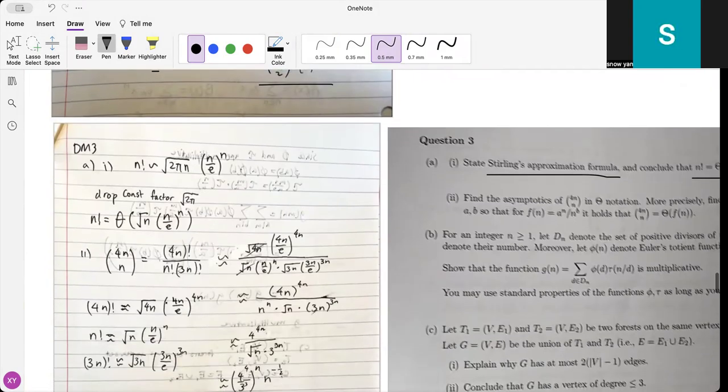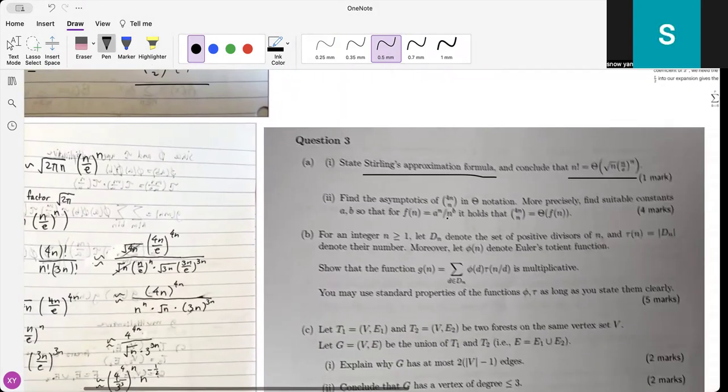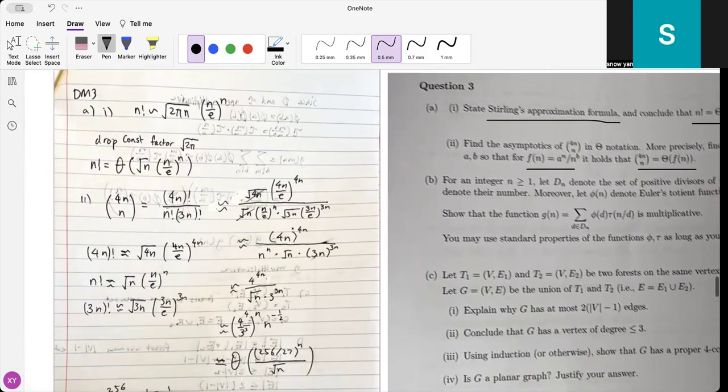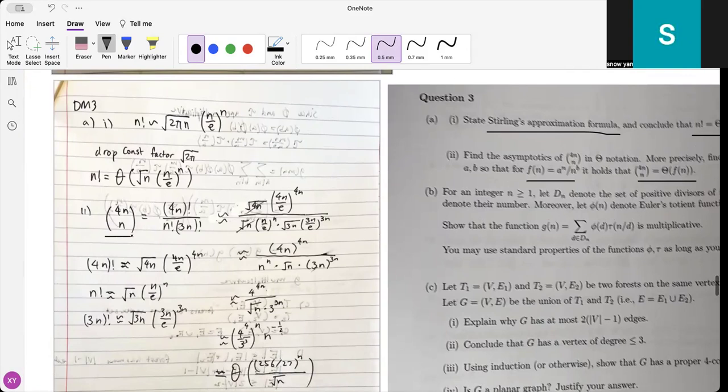That's pretty straightforward. For part two, find the asymptotics of (4n choose n) in theta notation, and more precisely, find suitable constants a, b such that f of n is equal to that, and it holds that this is this. So I just work my way around this. I know that I have to start with this, right? I have 4n choose n.